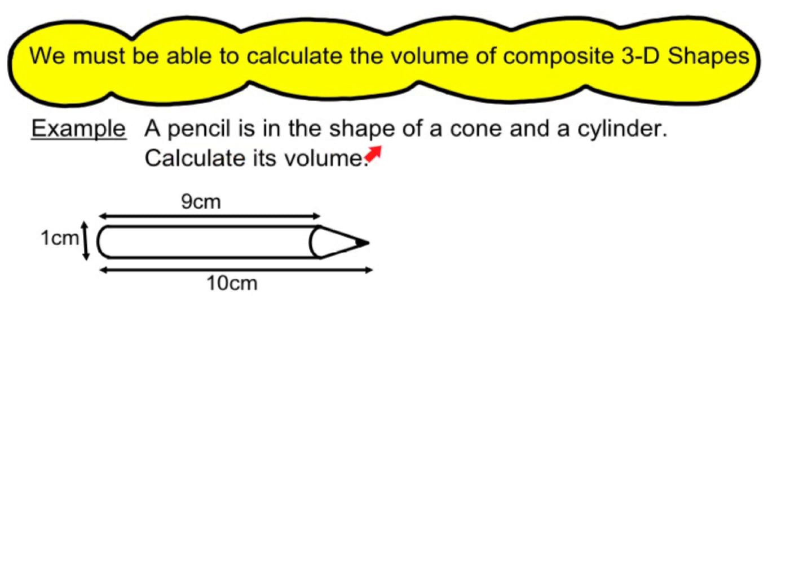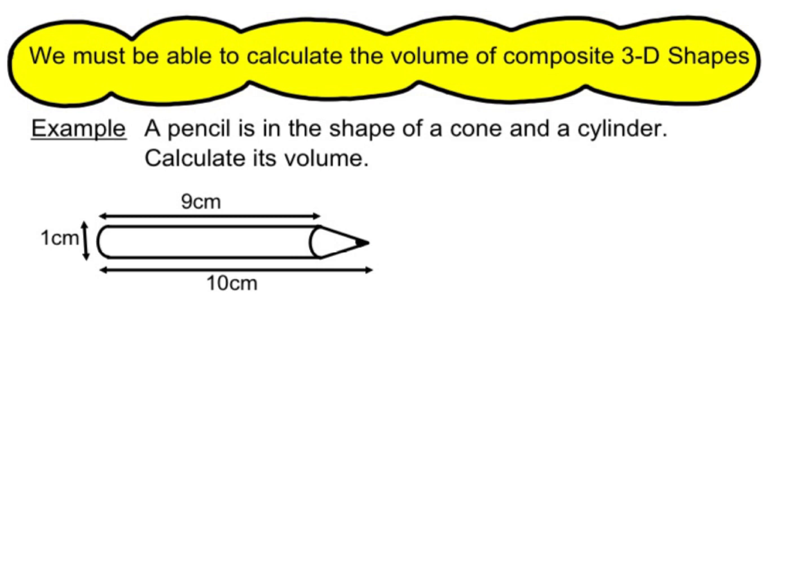A pencil is in the shape of a cone and a cylinder. So that's what we mean by a composite shape. A shape is made up of two different parts here. We have a cone at the end, this small part at the end, and a cylinder, which is the rest of the pencil up to about here. And we are asked to calculate the volume.